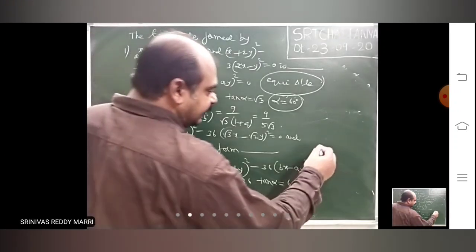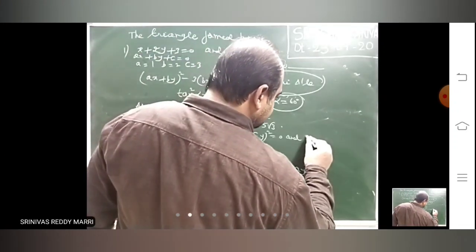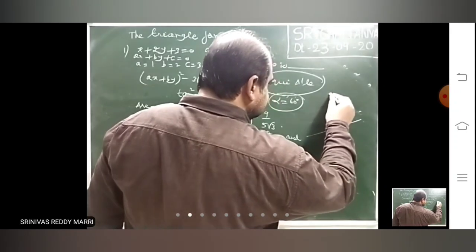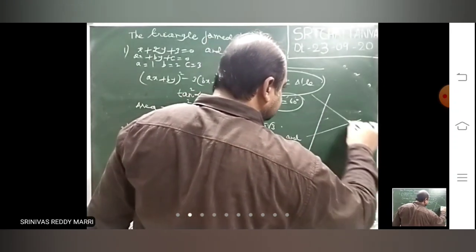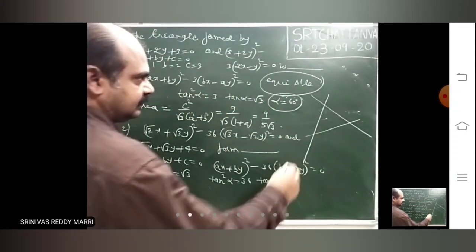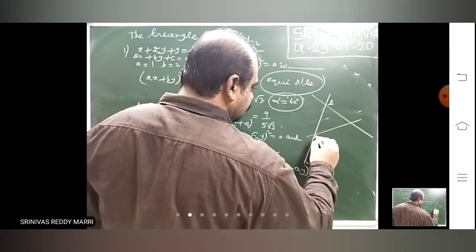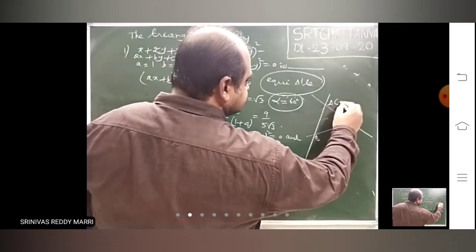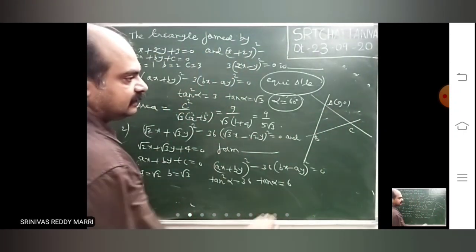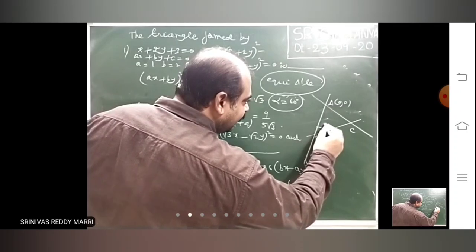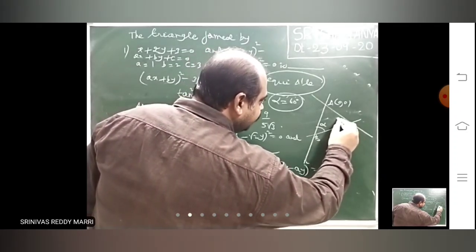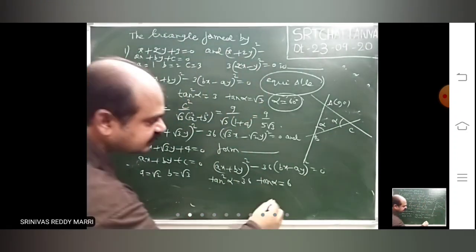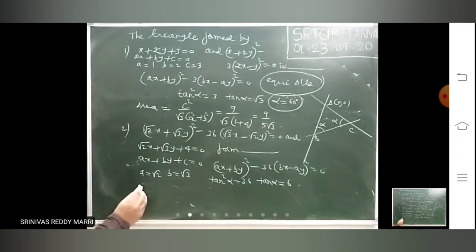Now look at this triangle, this triangle will be like this. A, B, C. So this is origin. Now this angle will be alpha. This angle will be alpha. That means isosceles triangle. What is this? Isosceles triangle.